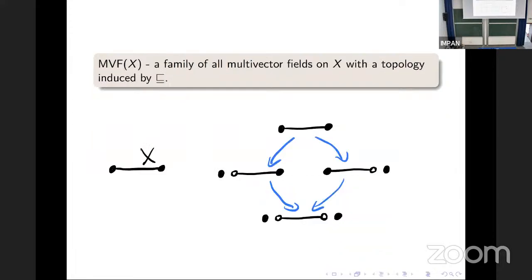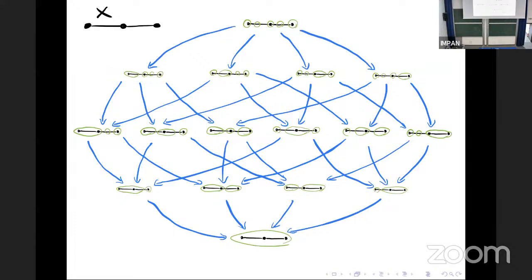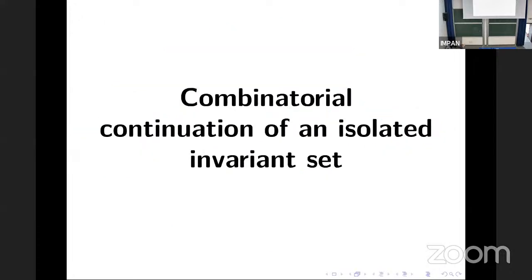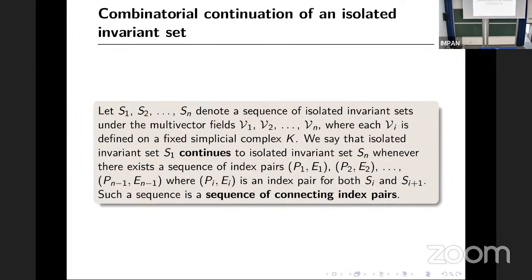And you can actually play with this idea and start to analyze the topology of all multivector fields, but I don't have time to talk about this. This was just a nice picture. But since we already have this notion of perturbation, we can define the continuation, but in a combinatorial setting.